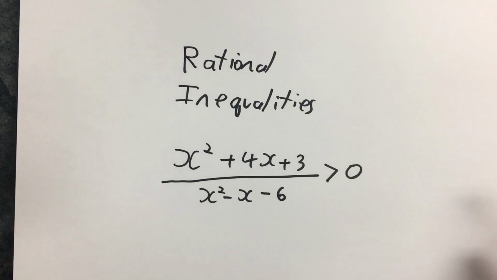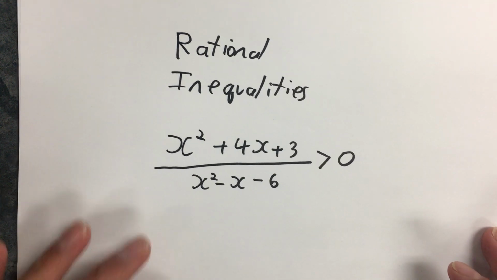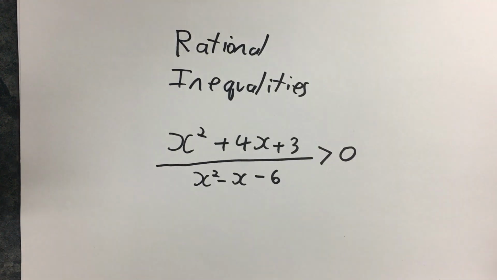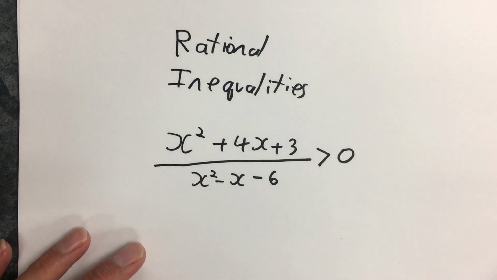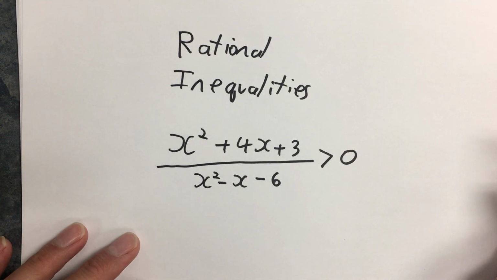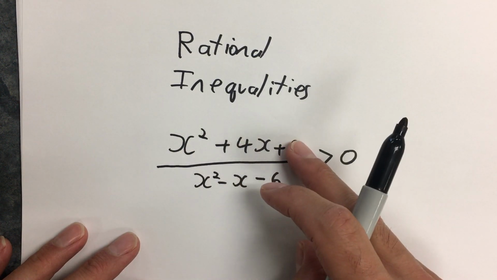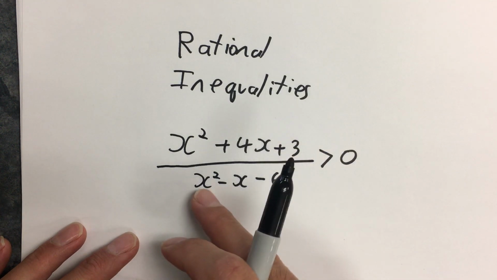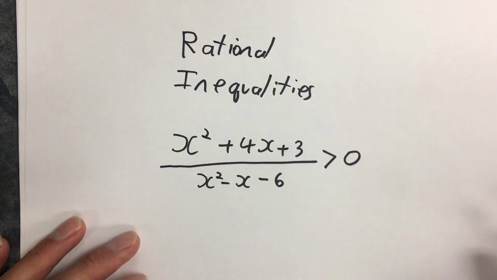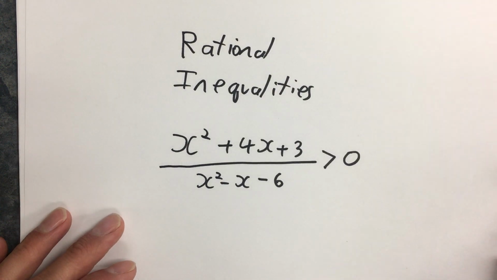Now, what are the key intervals we should be looking for? I'm assuming by the time you're watching this that you've already learned how to graph rational functions. And key features of a rational function are the zeros and the poles. The zeros are the roots of the numerator, and the poles are the roots of the denominator. So I'm going to factor this top and bottom, and we're going to look for our zeros and our poles.